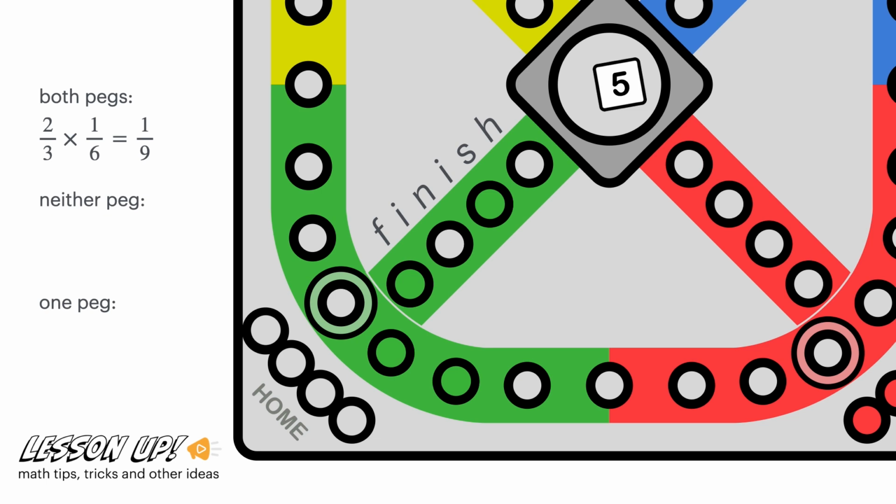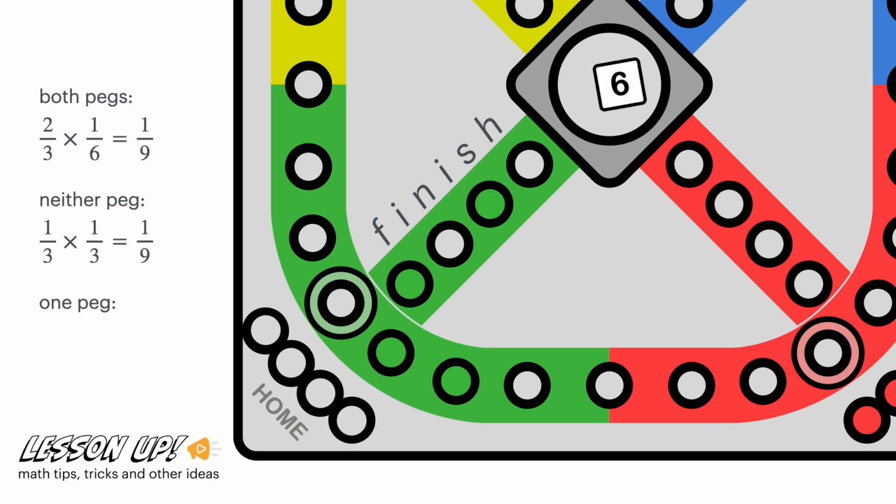Consequently, for neither peg to advance into the finish zone, then a roll of 1 or 6 must occur on both rolls. Thus, there is a 2 out of 6 or 1/3 probability of not advancing a peg on the first roll and a 1/3 probability of not advancing a peg on the second roll. So again, there is a 1 out of 9 probability of getting neither of the pegs into the finish zone.